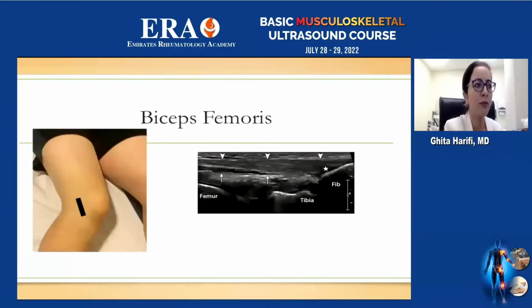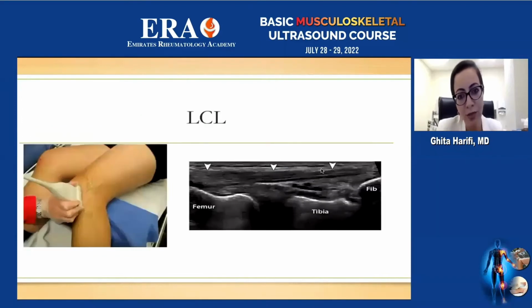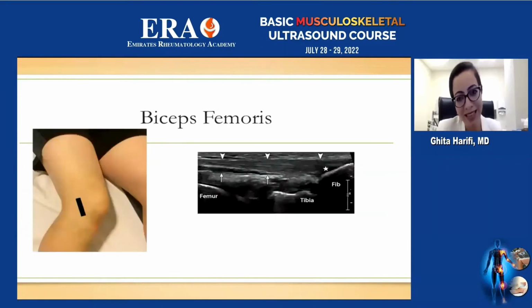Now, the evaluation of the biceps femoris. The probe position is usually still in the same supine position with an internal rotation, and you expose the lateral knee for scanning. You can see here a longitudinal view of the biceps femoris and its myotendinous junction. The biceps femoris is just next to the LCL, and you can see its distal insertion on the fibula.